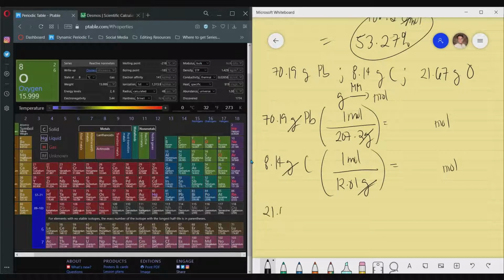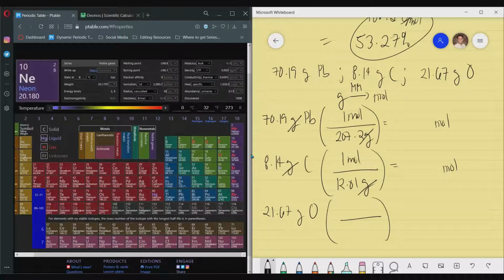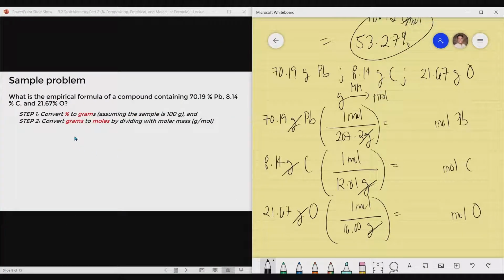The next, 21.67 grams of oxygen multiplied by the molar mass as well, 15.999. I'll be rounding it off to 16.00 grams, and then 1 mole. Again, I'm just applying dimensional analysis in this particular step. And now I have the unit mole, which I need for all the elements, which is your step number 2.